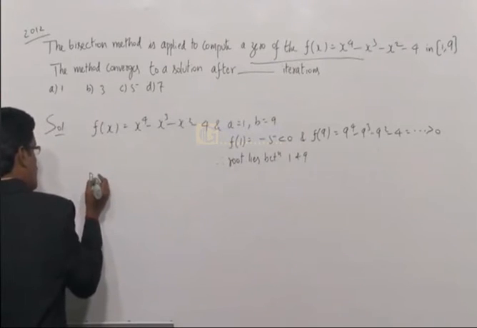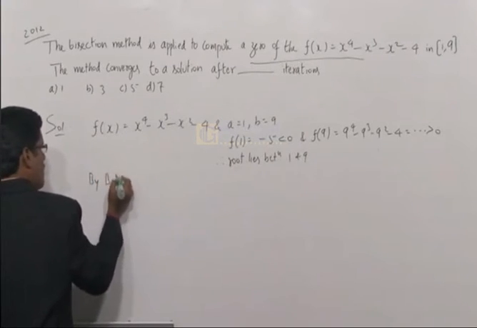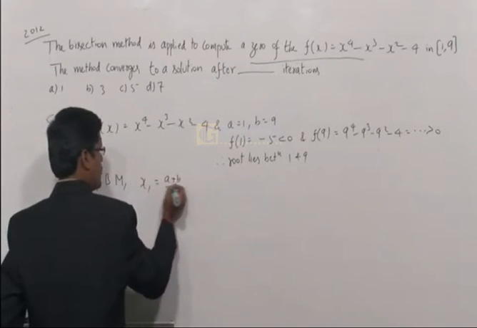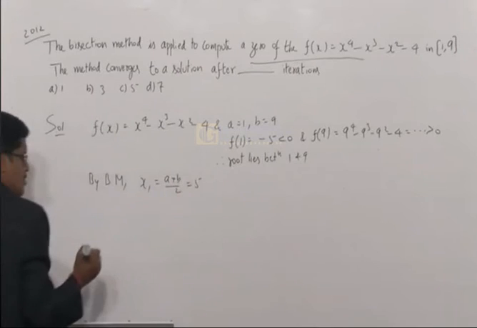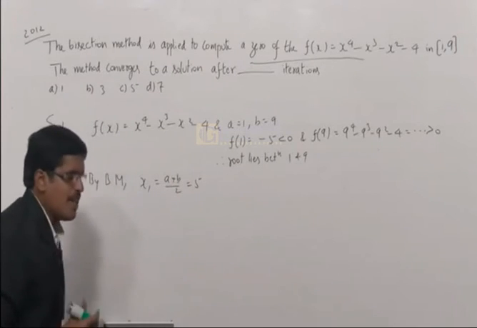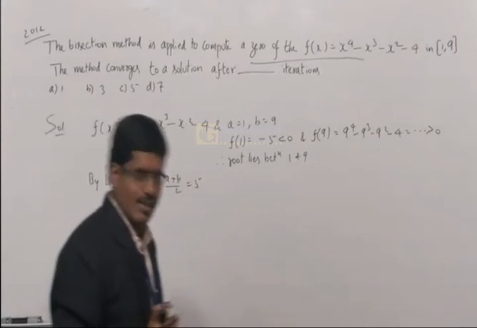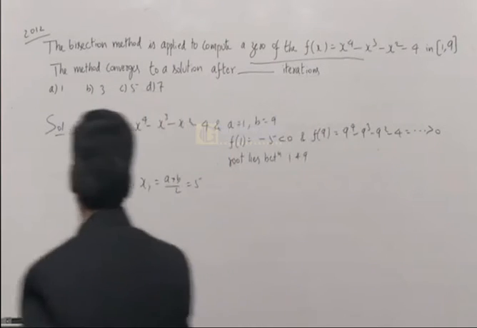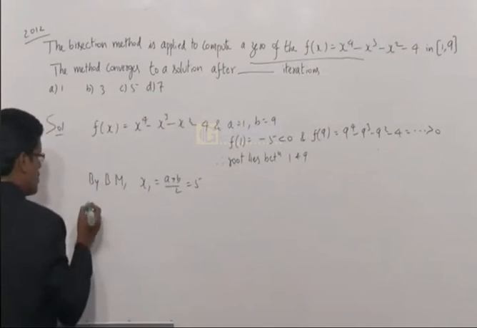Now, by BM, BM means bisection method. What is the x1 formula? A plus B by 2. What is the midpoint? 5. So whenever you get an x value, you immediately find its function value. Then it has three natures: equal to 0, less than 0, greater than 0. I already explained, please refer to the procedure.